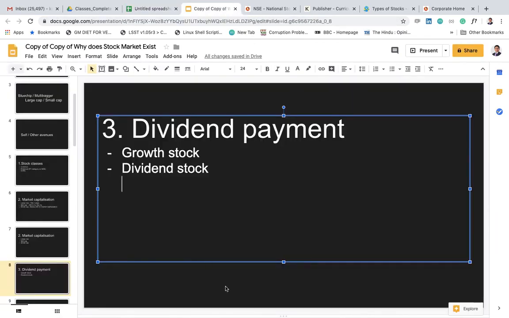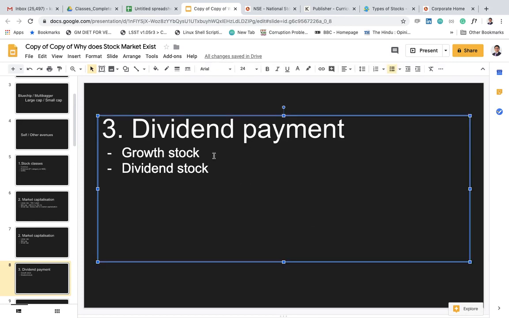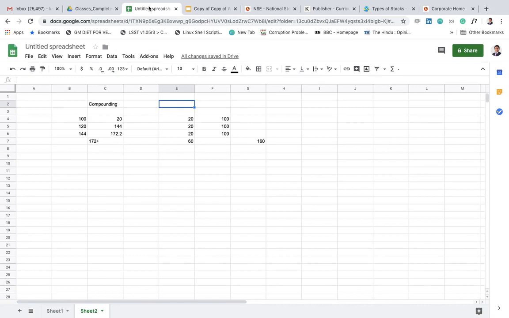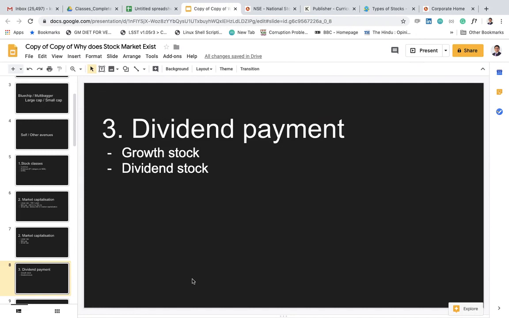But there is a situation where a company has already become big. They don't know what to do with the retained profit. So they go and distribute that as dividend among the investors. They are called dividend stocks. And growth stocks are those that keep on reinvesting the money into the company. So it is a matter of choice for company management how much money they want to reinvest and how much money they want to give as dividend. Many times it's a choice, and sometimes it's a necessity.